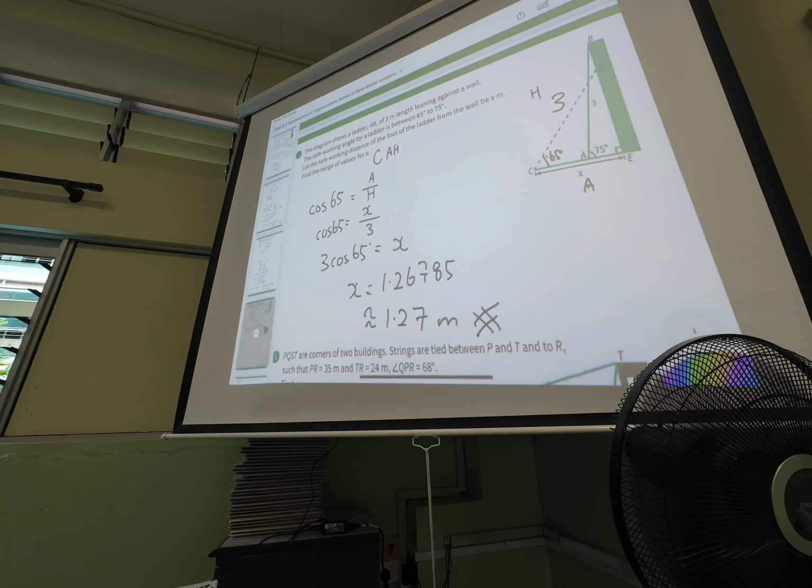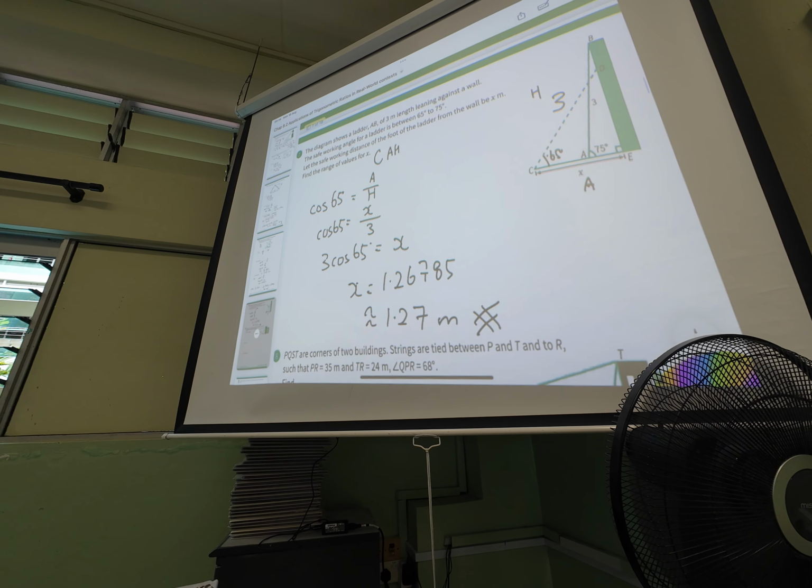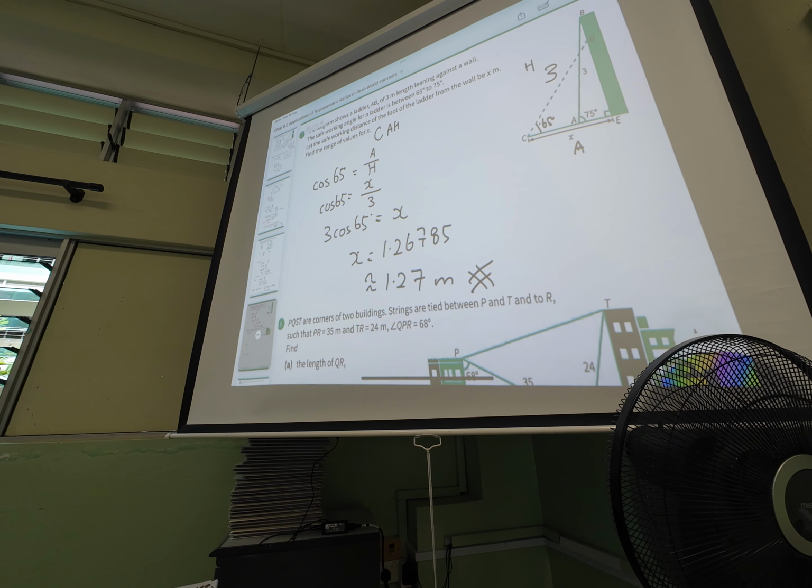How? Trigo easy, right? Too easy until you mod already. Yes.